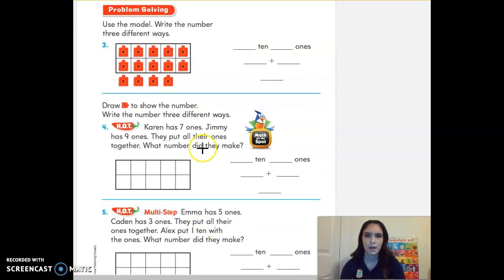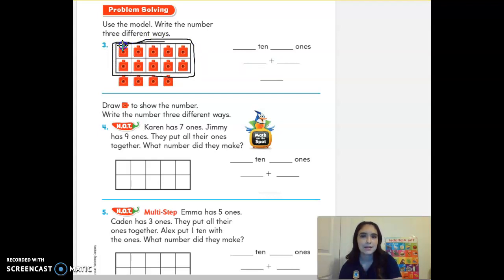Okay, problem number 3. All right, again, problem number 3, we're going to use the model. We're going to write the number 3 different ways, okay? So I want the 10s and 1s, the addition, and then how many there are in total. So again, how many 10s do I have? Remember, one full 10 frame has 10 ones. 10 ones is the same thing as 1 ten.